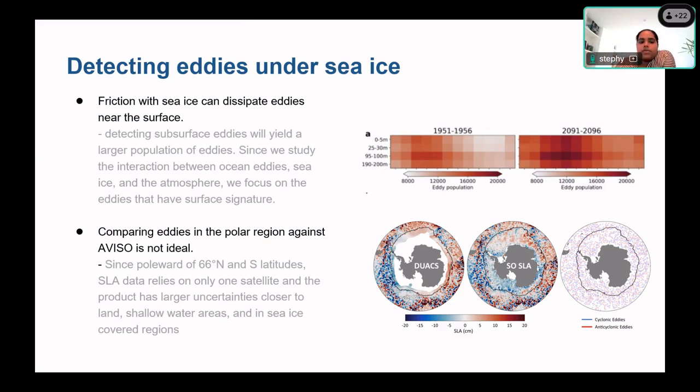And also when we're comparing it with AVISO, it is not really ideal because it does state that beyond 66 degrees north and south latitude, there are a lot of uncertainties. It's only relying on one single satellite data, and also under ice and in the shallow regions, there's a lot of uncertainties. So keeping that in mind, we still use AVISO data because we get the circumpolar, or the whole region, for both poles. We do have the product by Ogier et al. in 2021 for Southern Ocean, but we don't have a counterpart product for Arctic.